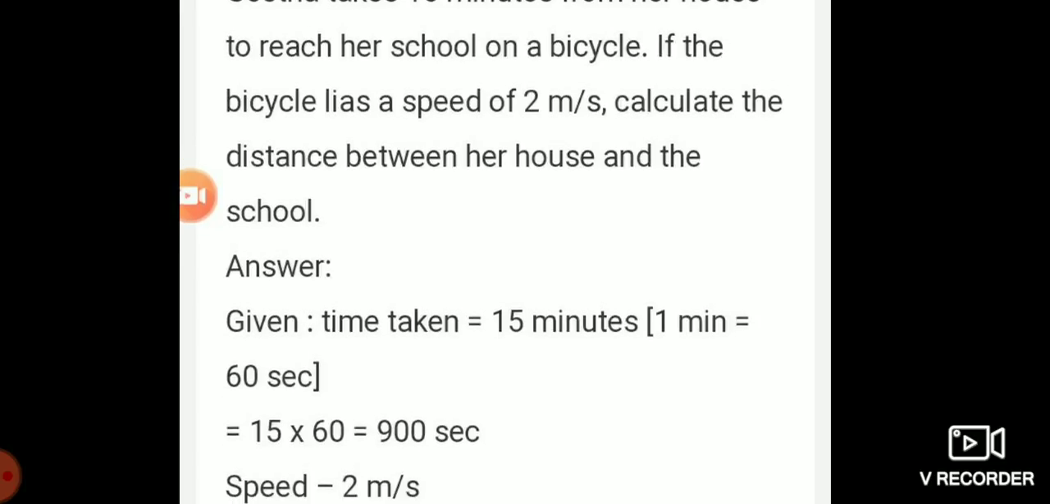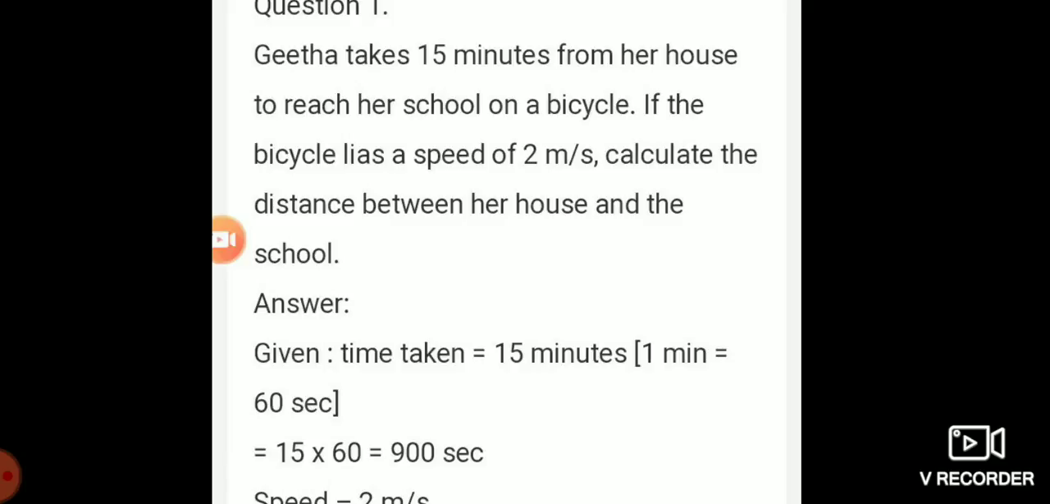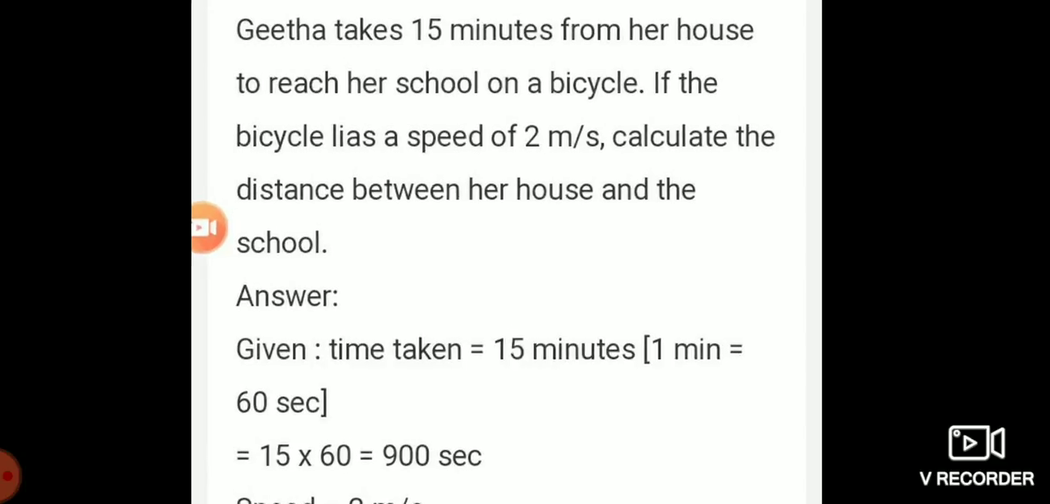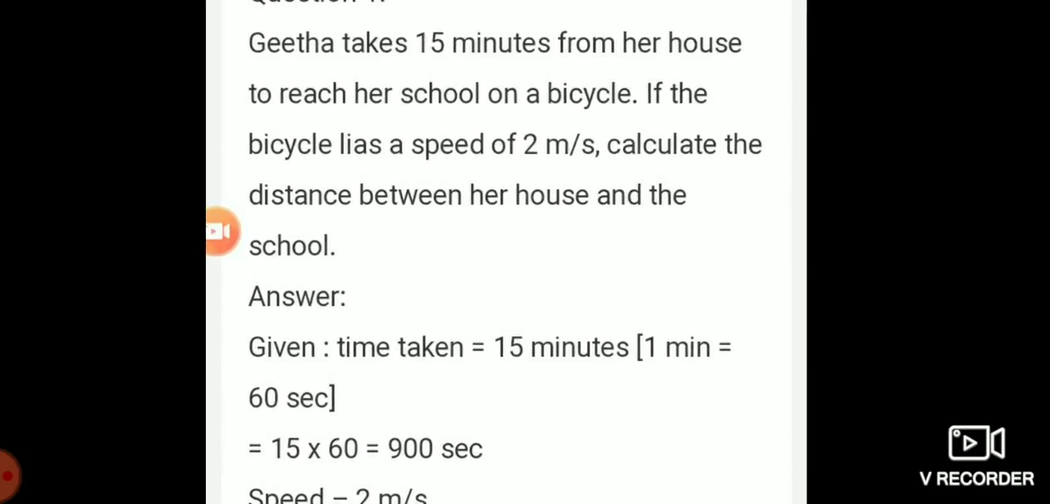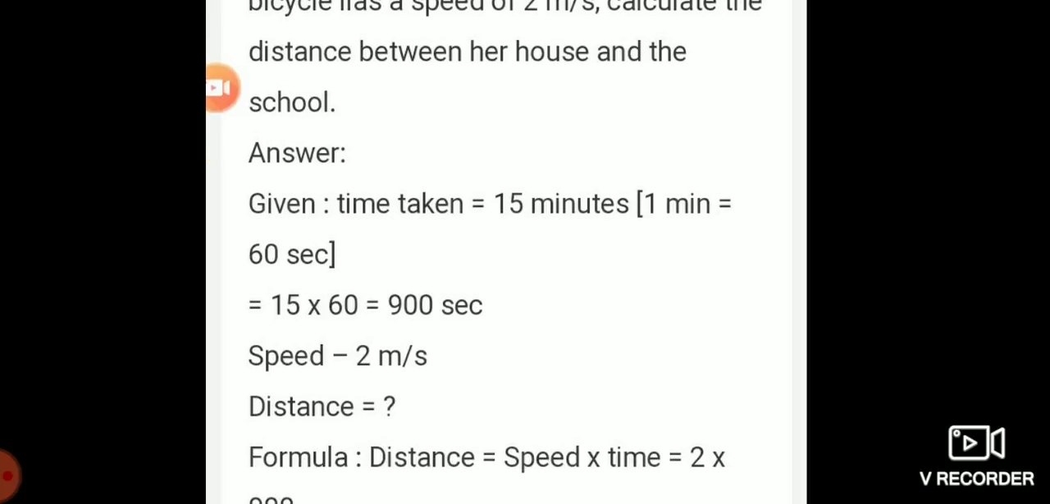So how do we calculate? Now answer. Time taken, how much? 15 minutes. Yes, time taken 15 minutes. So 1 minute is equal to how many seconds? 60 seconds. You write this in your classwork note. Write this question, then write the answer. Write neatly, step by step.